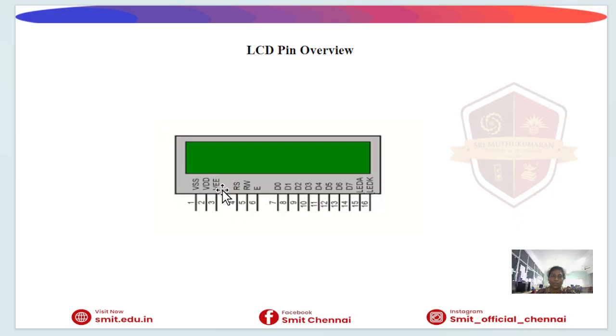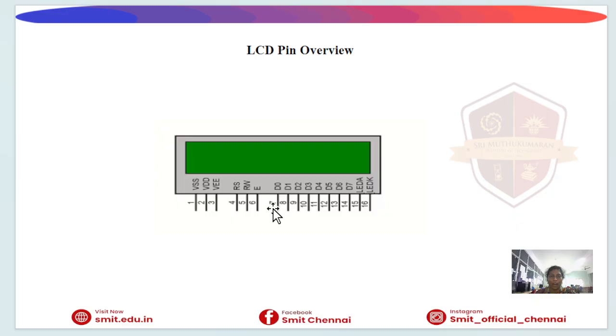Next one is the control pins. RS is the register select, which chooses between the command register and the data register. Next one is RW, the read and write pin, which selects the read or write operation. And the next one is E, the enable pin. A pulse on this pin causes the LCD to process the command or data.